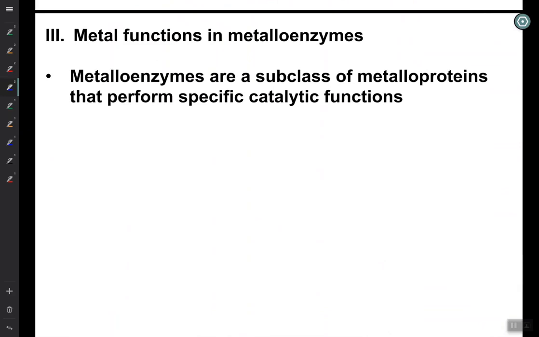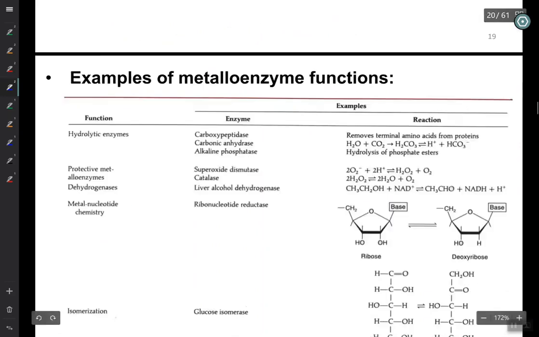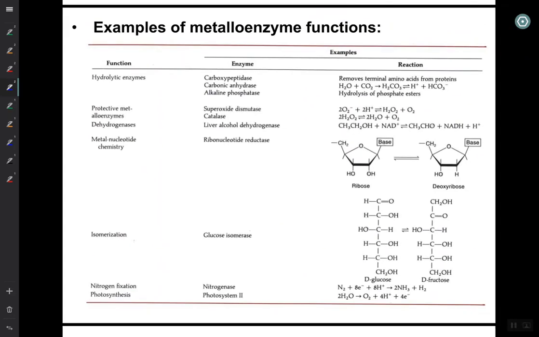So if metals and proteins serve a catalytic function, we call those proteins metalloenzymes to indicate that they catalyze reaction processes. So metalloenzymes are a subclass of metalloproteins that perform specific catalytic functions. This is a table to summarize a few classes of enzymes. So we can classify them based on what they do.